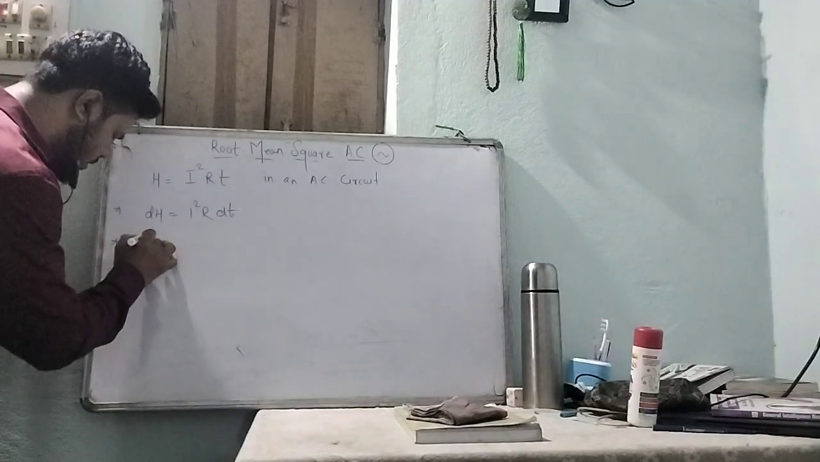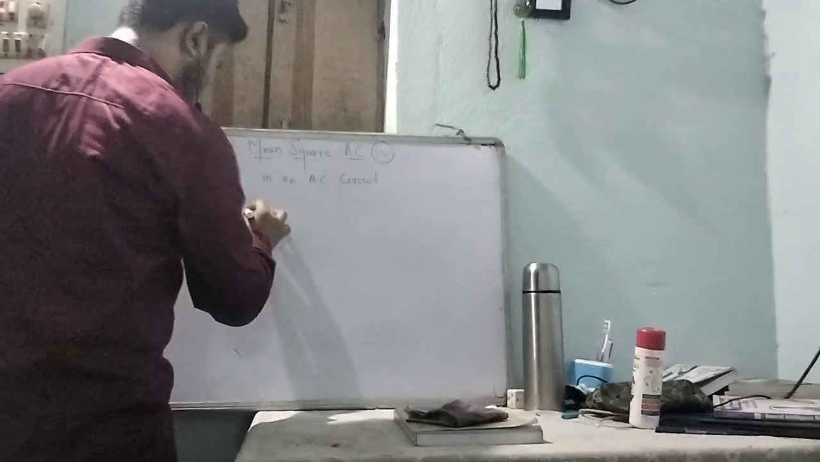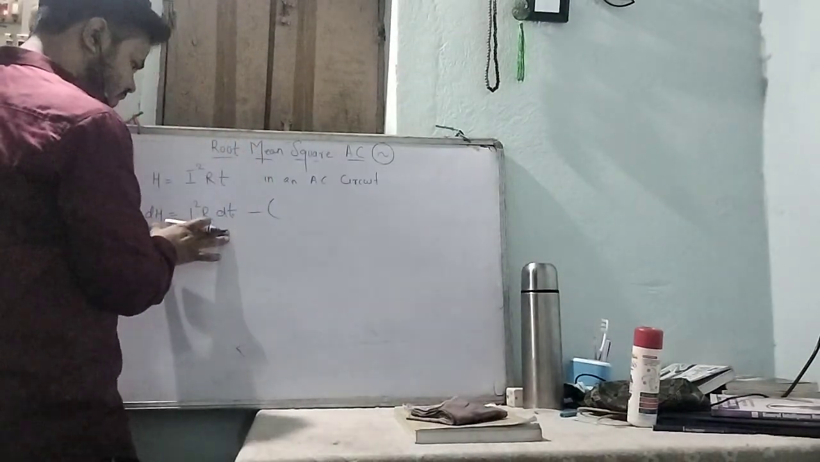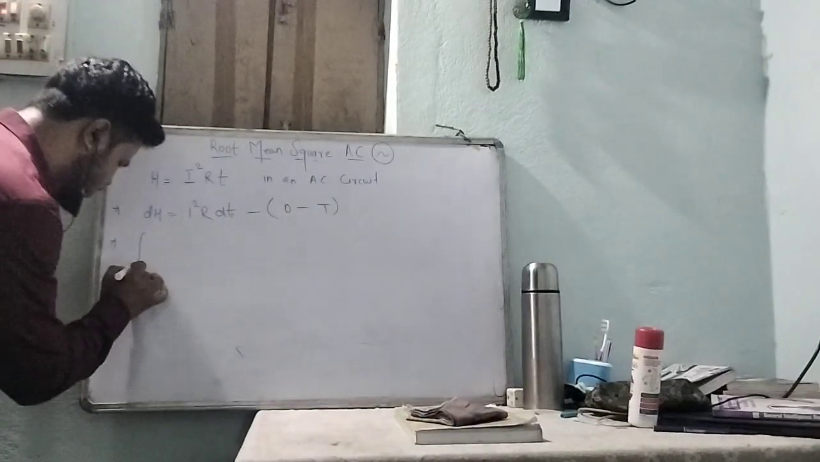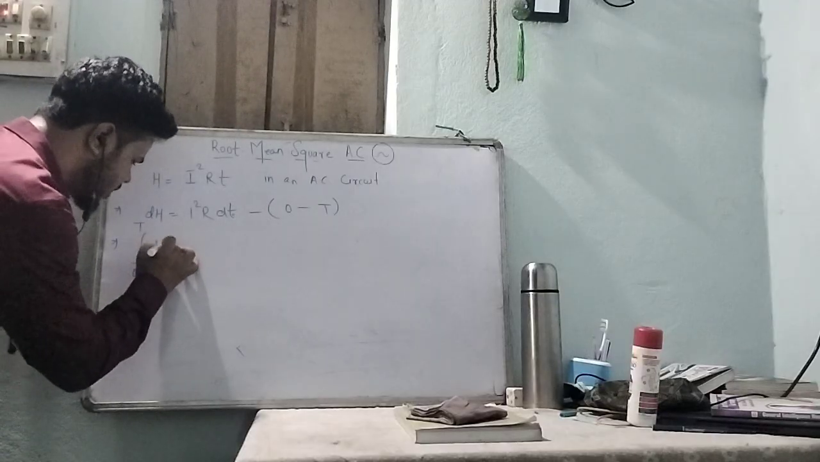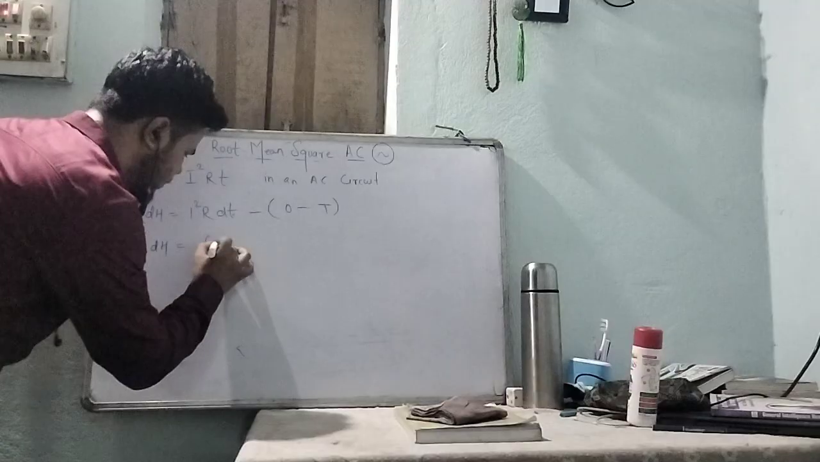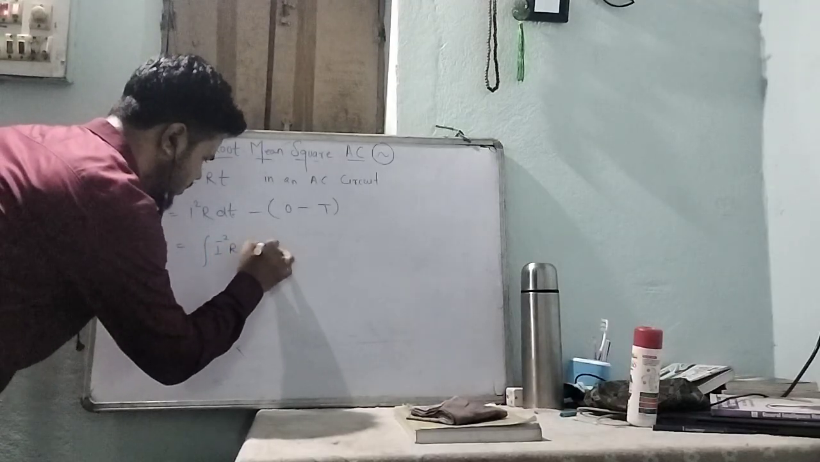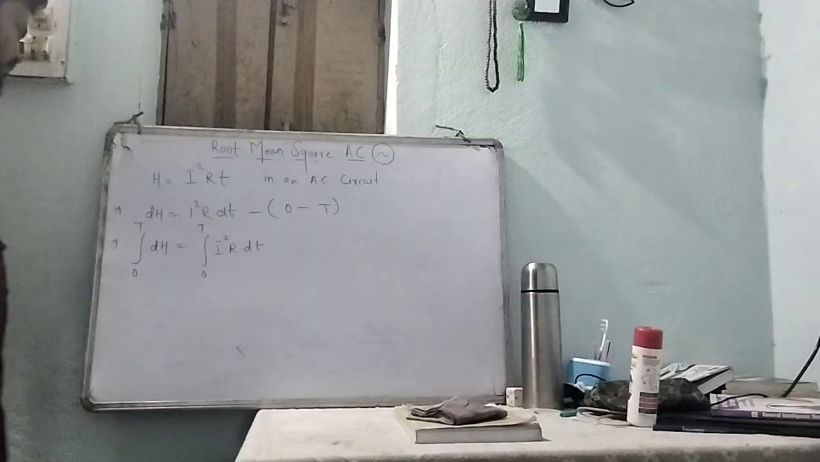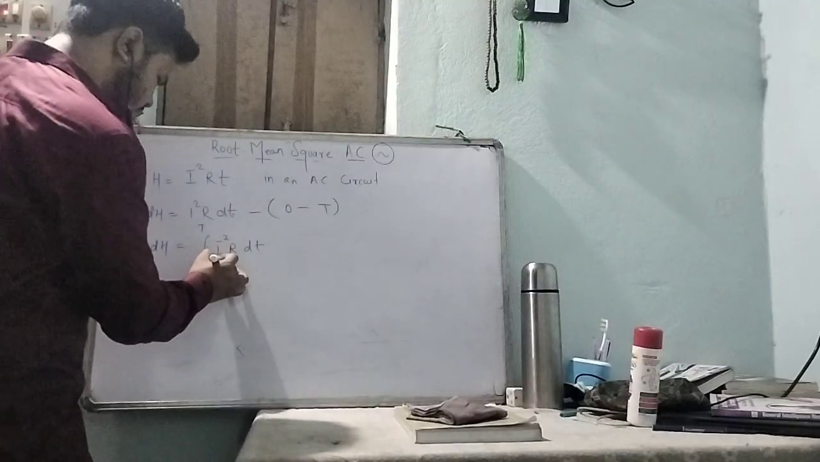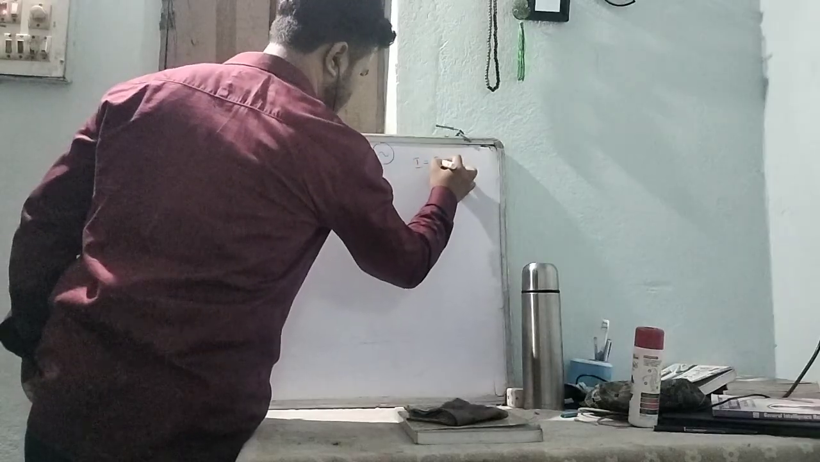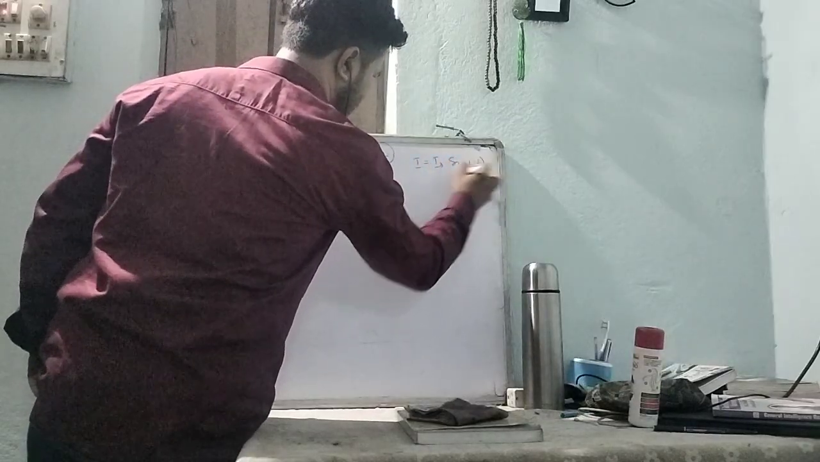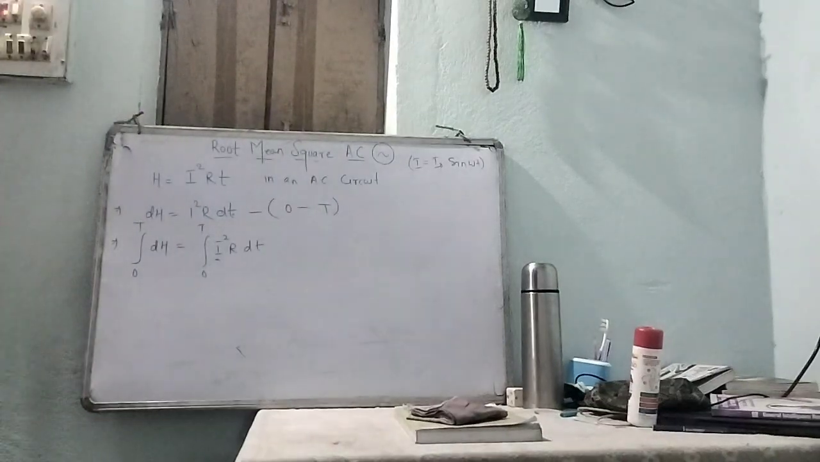Now, integrating over a limit, let's say that I have to find out the amount of heating produced from 0 to t, where t is the time interval. So I write the integral from 0 to t of dH equals I square R into dt over the interval 0 to t. So in this 0 to t, how much current is produced? This I, in an AC circuit, is equal to I naught sine omega t, as I already explained to you in the previous slide.